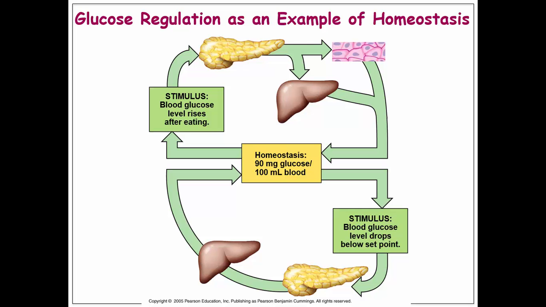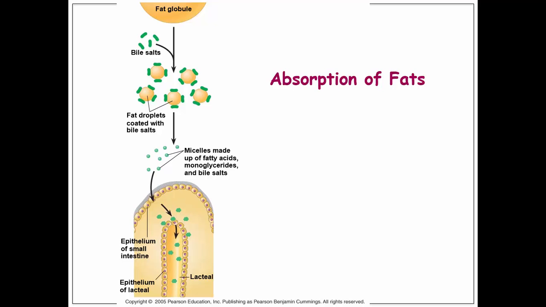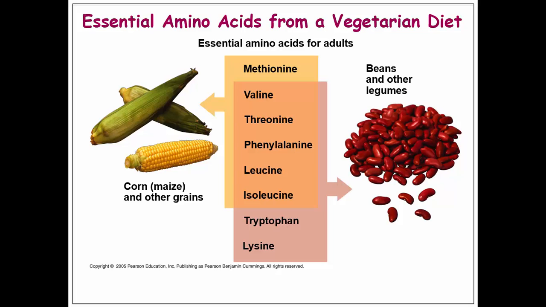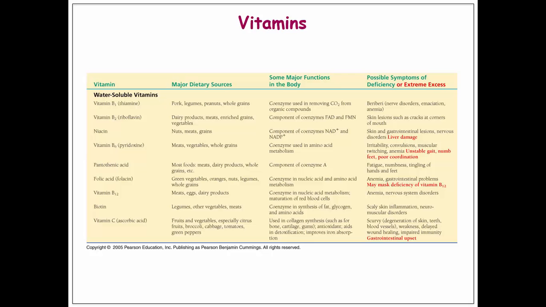Again, I do want you to know about sugar content within a typical mammal, so 90 milligrams glucose per 100 milliliters of blood. Fats are absorbed in a structure called the lacteal, but I'm not going to get into that very much. This slide here, we did go over this a lot, and you need to take a look at something like corn and beans, and this is how we would get a complete amino acid diet. Know what essential amino acids are, and be able to describe them a little bit.